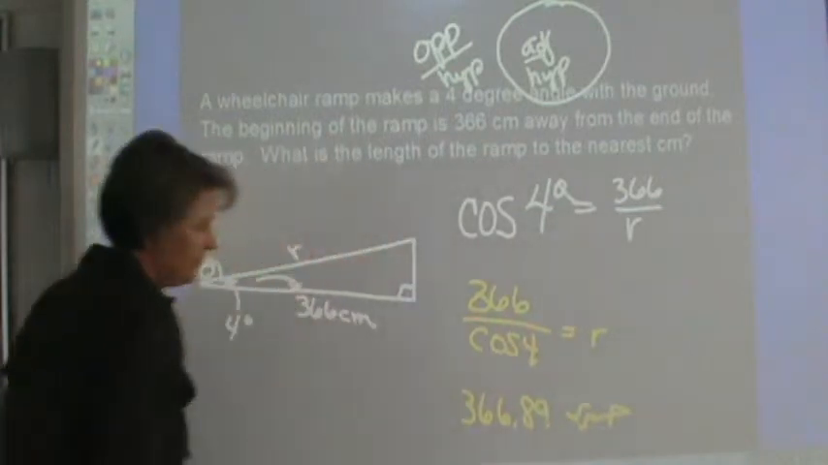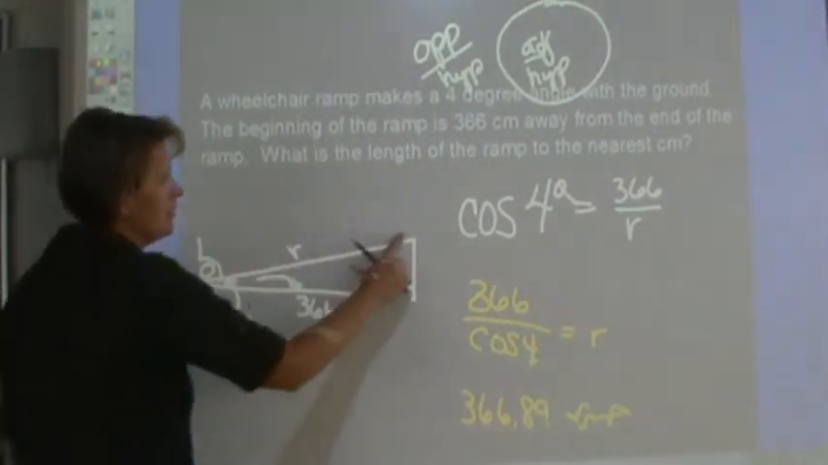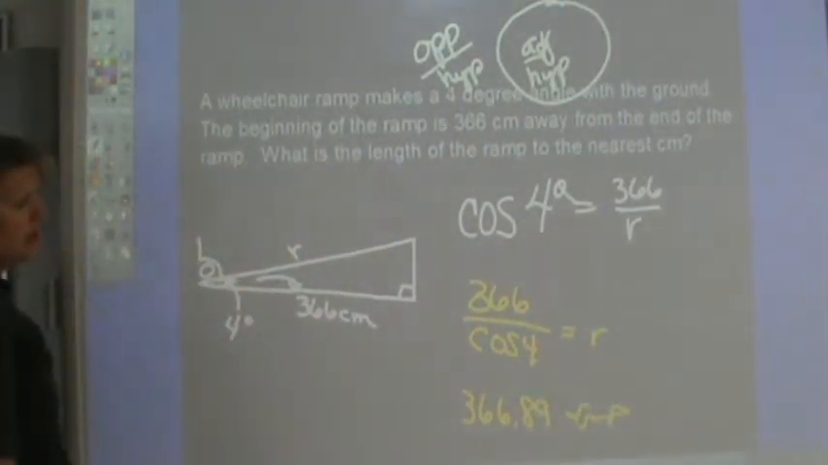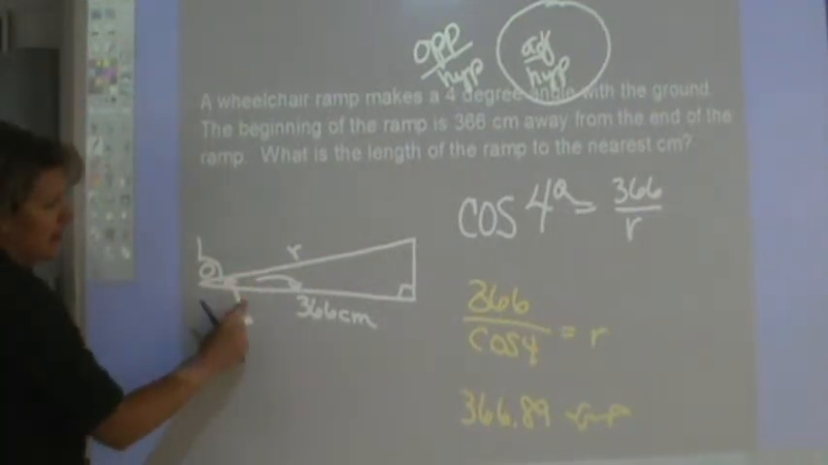366.89. Okay, which makes sense. Our hypotenuse should be longer than our leg. It's not much longer, which it shouldn't be anyway because I have a tiny little angle here. Okay?